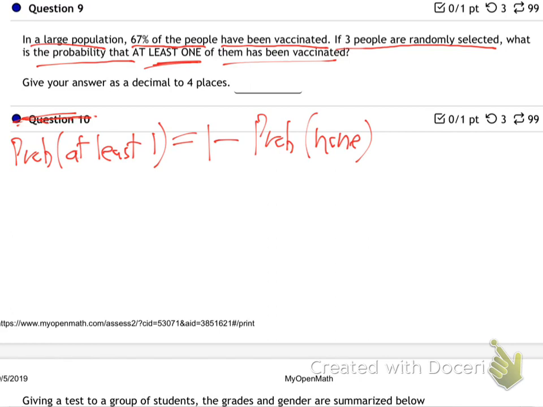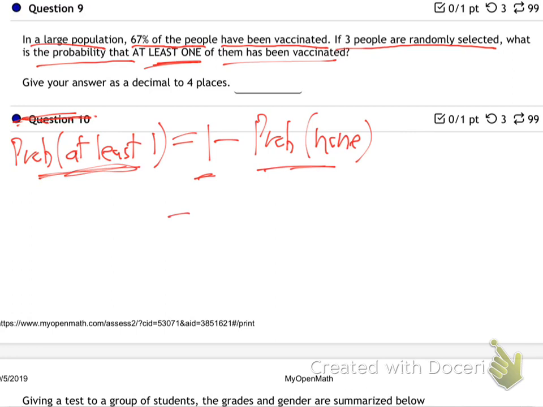If I asked you guys, did at least one person get an A on the first exam? If I said no, what does that mean? No one got an A. That's the opposite of at least one, huh? The opposite of at least one is none. So when two things are opposite, then one of them comes from 1 minus the other.